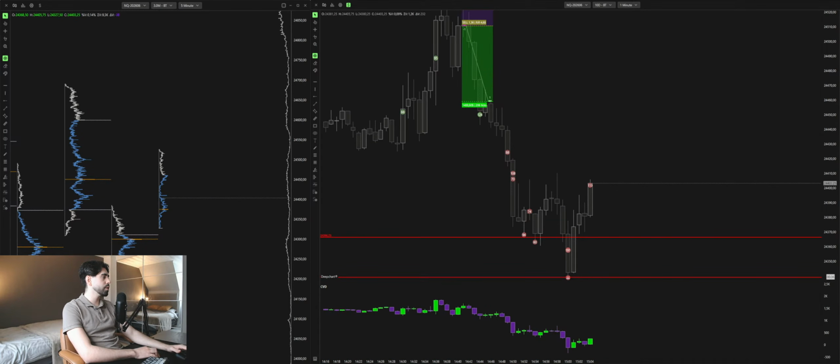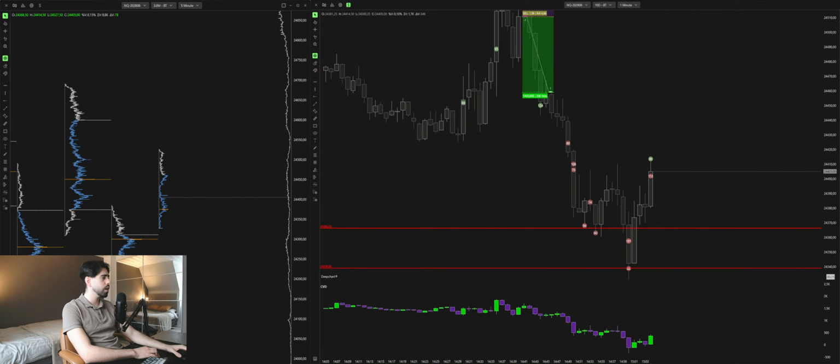I'm looking for a retest on 34,600. To see if a long is possible.